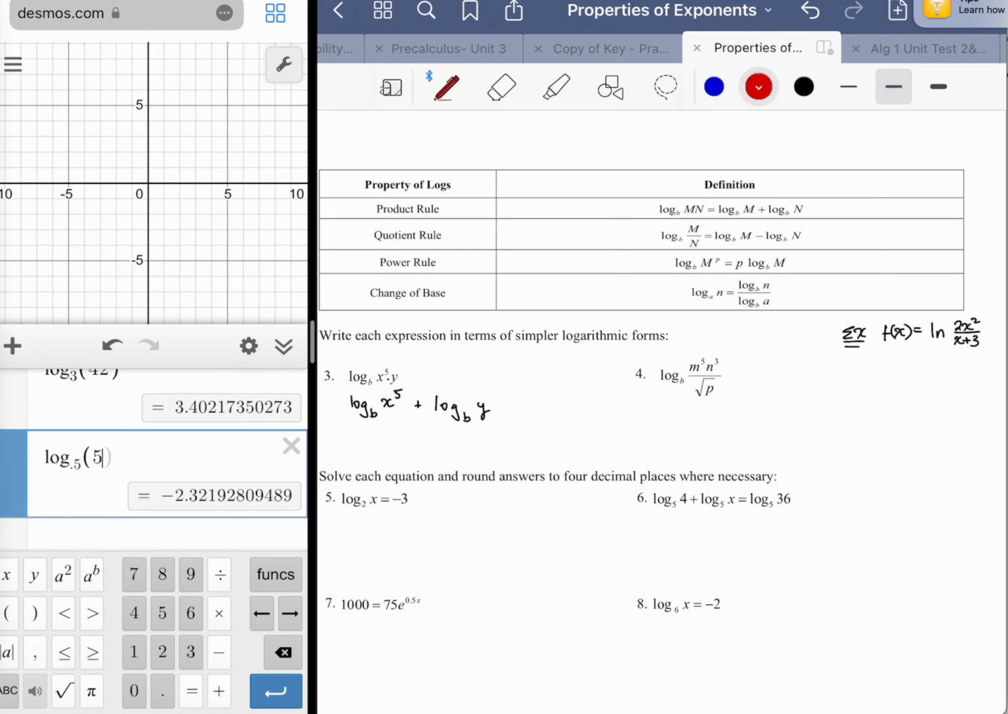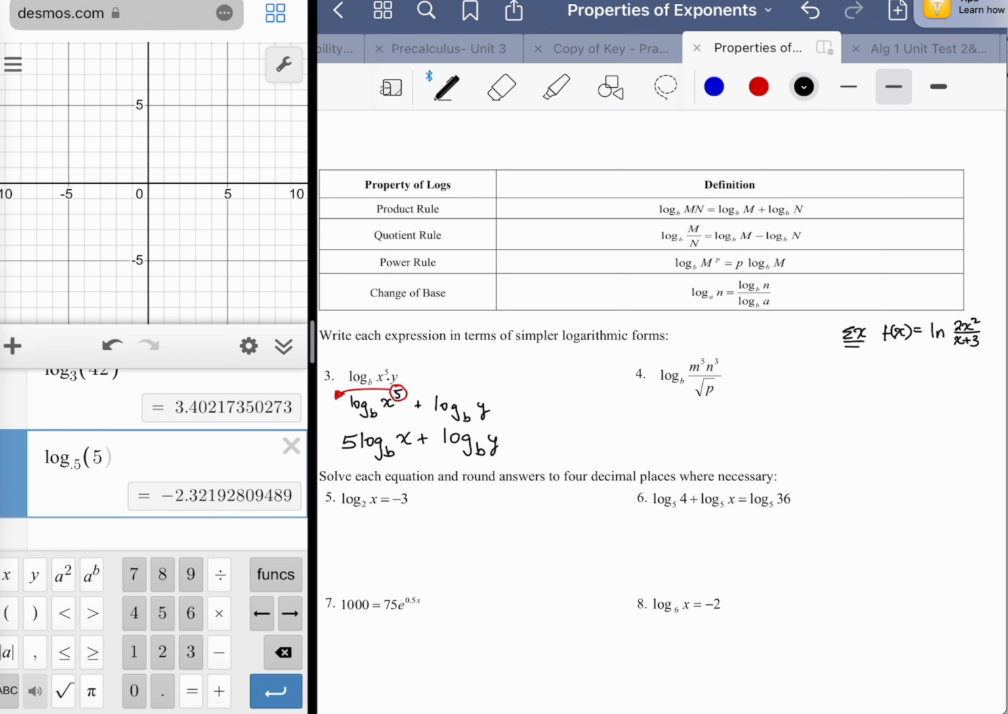So then we could apply the power rule. The power rule takes that 5 and makes it a coefficient. The power rule has to come second here. It has to happen after the product rule. The reason why is that power of 5 only applies to the x. So it isn't a matter of me saying, let me just take that 5 and move it to the front of the log. It's not relevant to the y. So I'd have to split up the log first before making that move. But the simpler log form here would be 5 log base b of x plus log base b of y.